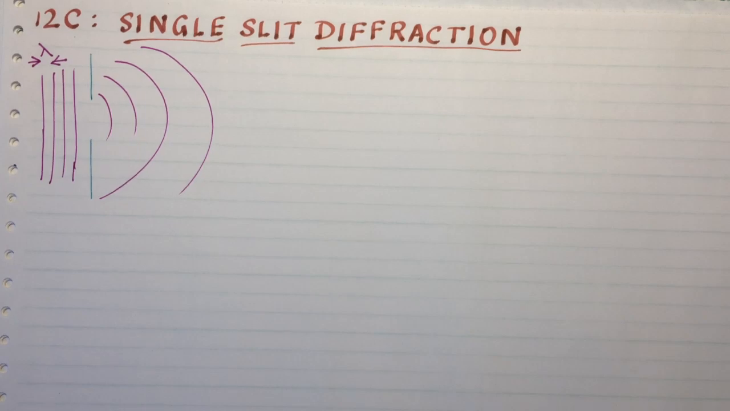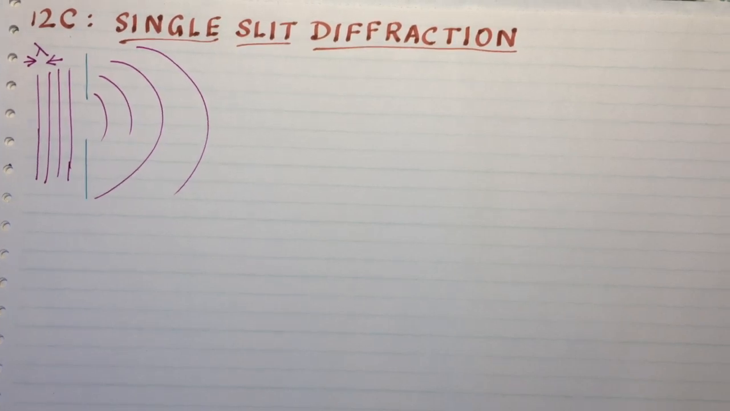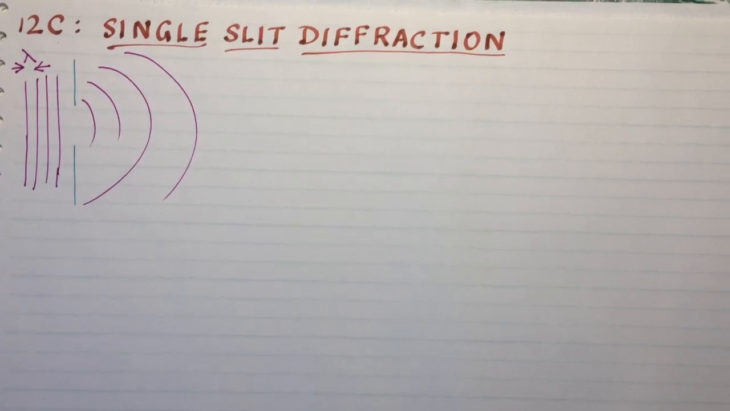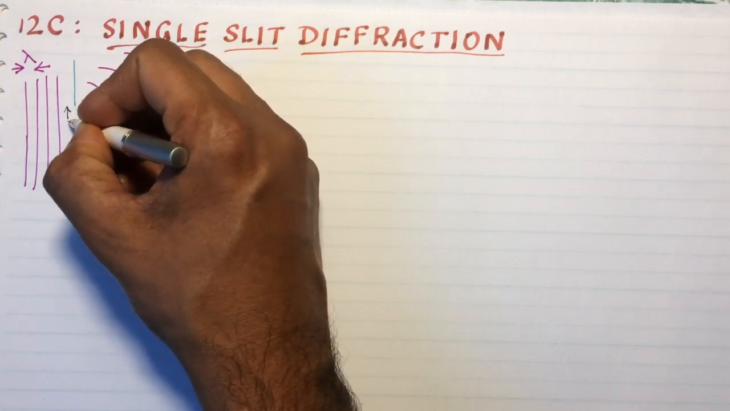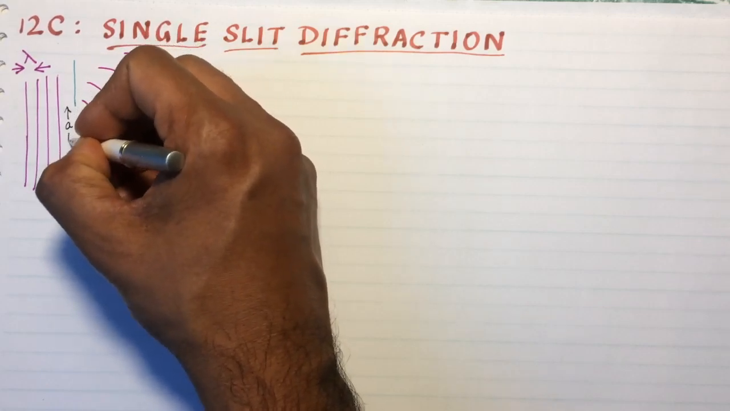In the previous videos, we discussed interference. This video deals with single slit diffraction. So you have an obstacle or a slit. Both obstacles and slits behave the same way.